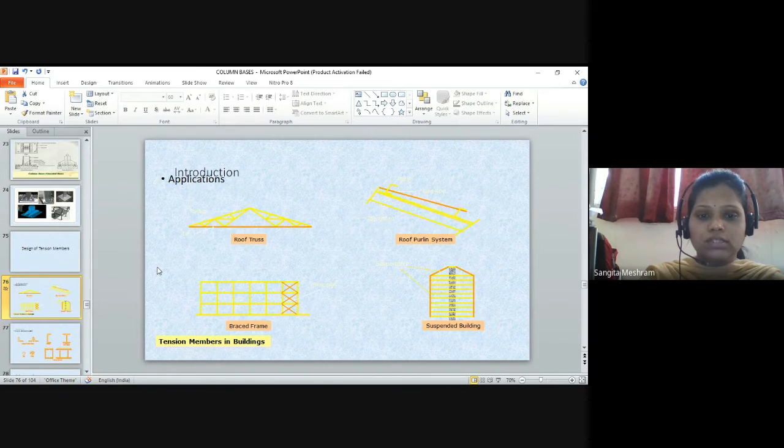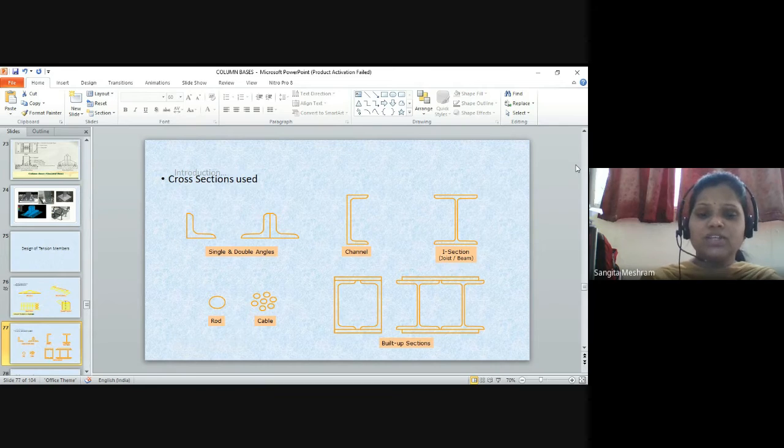So these are some tension members. This tension member can be used in roof trusses, roof purlin systems, brace frames, suspended members, and suspension in buildings. And these are different cross sections we can use in case of tension members. It may be single or double angles, channel section, I section, then rods, cables, and also built-up section. It is a combination of various sections.